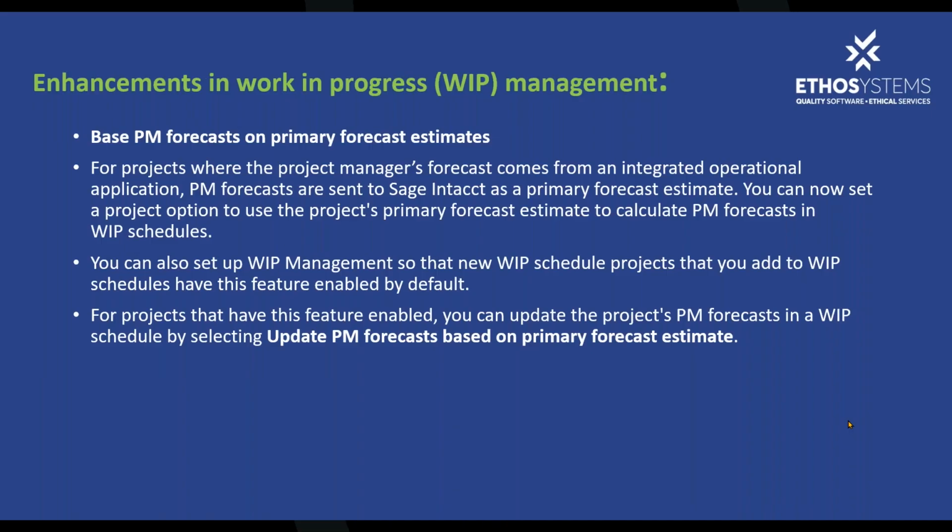There are going to be some new enhancements in WIP management. For WIP, you are now able to take in the PM forecast on the primary forecast estimate. So for the projects that you add into your WIP, the integrated operations can now allow PMs to put their forecast information in there, so then you can compare on your WIP schedule. You can also set up WIP management so that new WIP schedule projects have the WIP schedule enabled by default. You can also update the project PM's forecast, and you can upload it as well with this new feature.